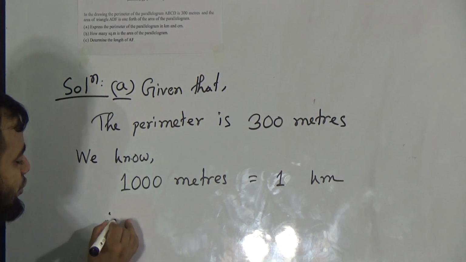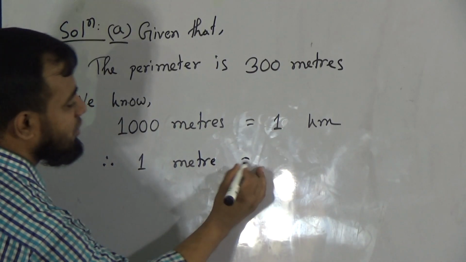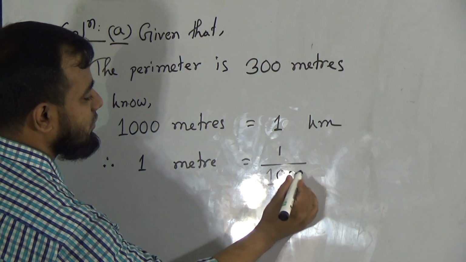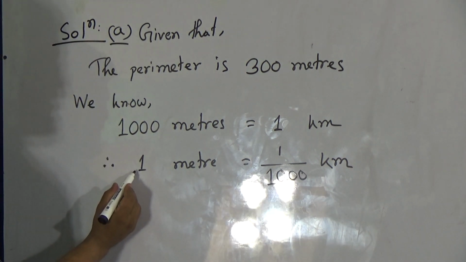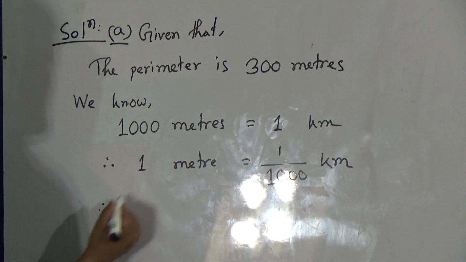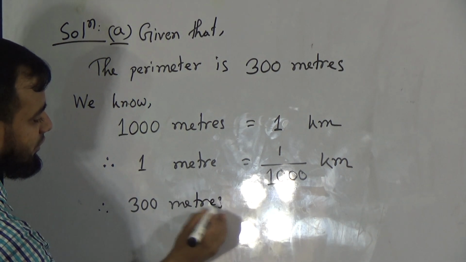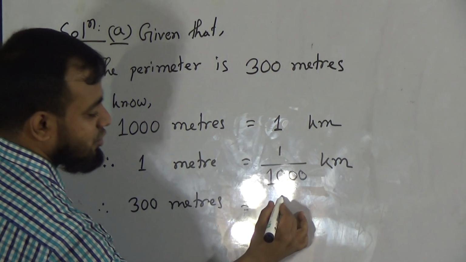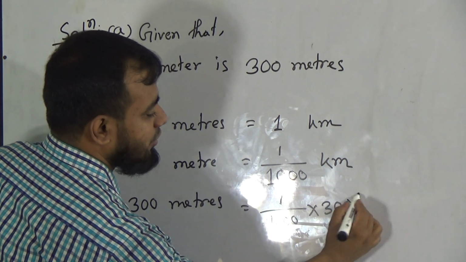Therefore, first of all, we need to go to the unitary method. Therefore, 1 meter is equal to 1 divided by 1000 kilometer, because the meter is reduced to lowest here. That's why it will be divided by 1000, okay. Therefore, we need to convert this 300 meter into kilometer. Therefore, 300 meters equals 300 multiplied with 1 by 1000. So 1 over 1000 multiplied by 300 kilometer, okay.